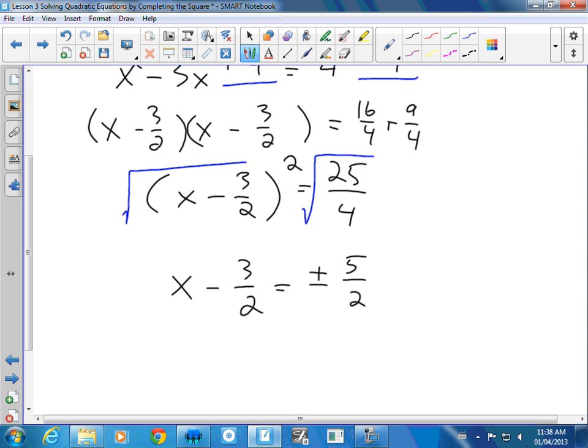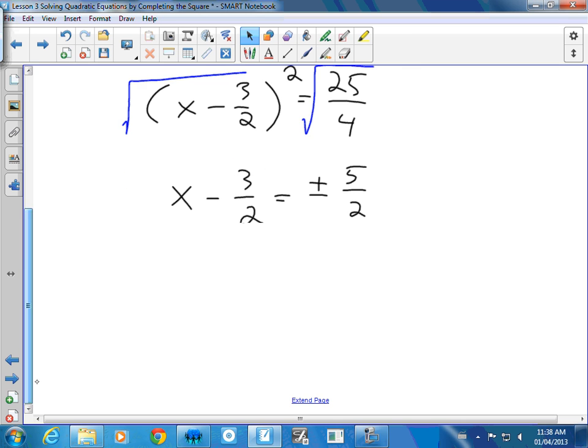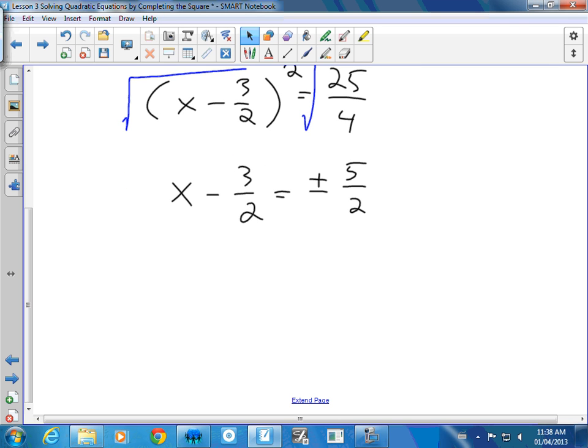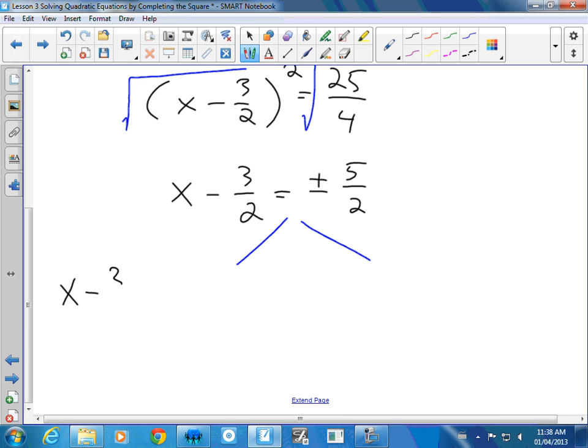How many answers are there? 2. This one plus that, this one minus that. Okay, so let's do that. What I'm going to do, and you'll see I often do this, it's the same thing when we solve for zeros, is split it. So one of them is x minus 3 over 2 equals 5 over 2, the positive. And the other one is x minus 3 over 2 equals negative 5 over 2.